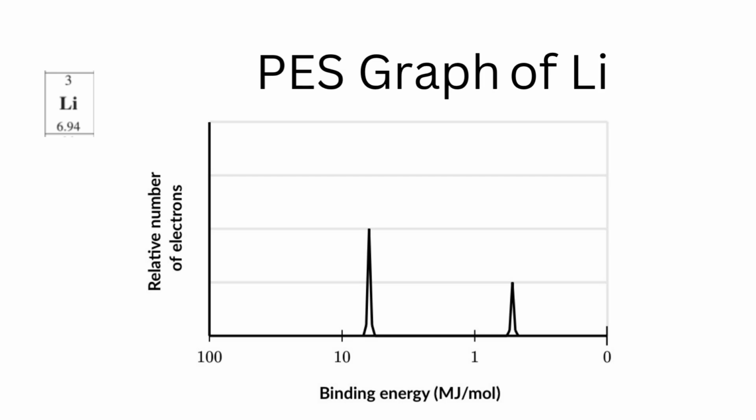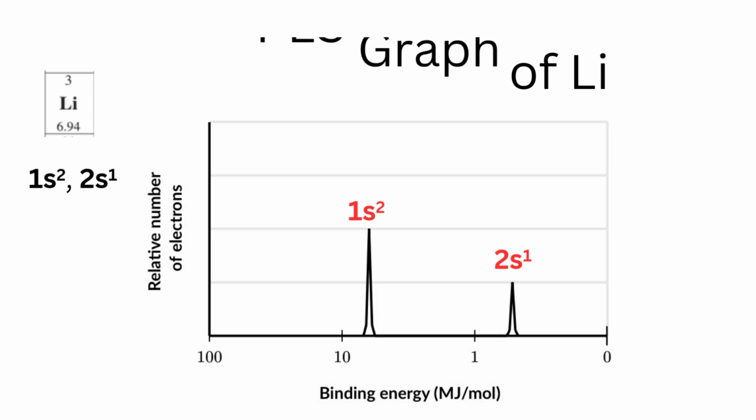In the PES graph of lithium, you would see a taller peak at higher binding energy, 1s² electrons closer to the nucleus, and a shorter peak at lower energy, the 2s¹ electron. This matches the configuration 1s² 2s¹. PES gives us direct experimental confirmation of this electronic structure.